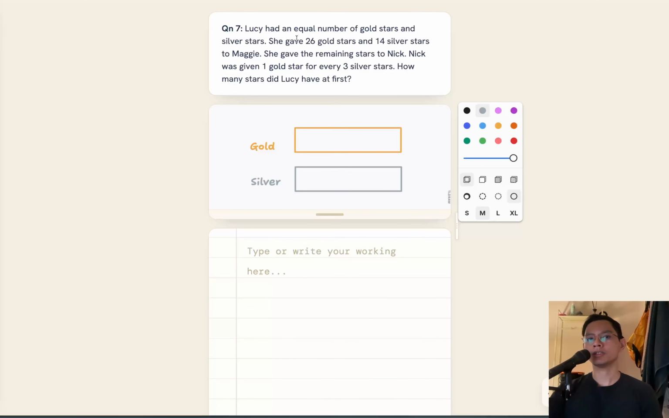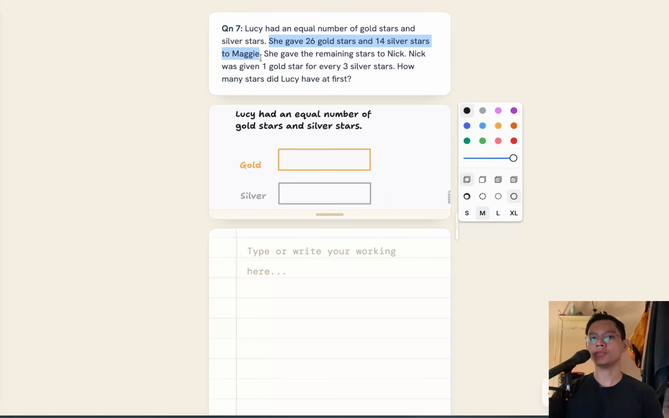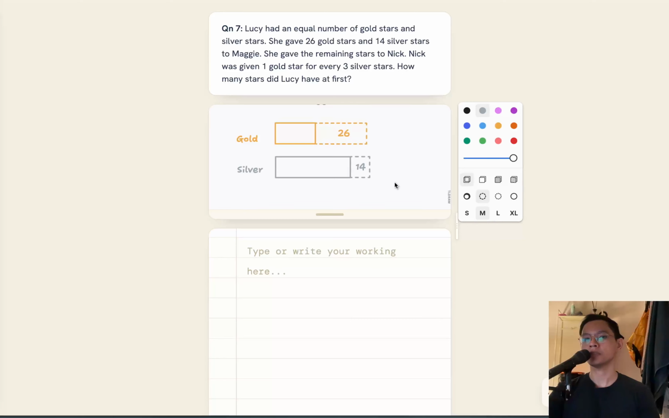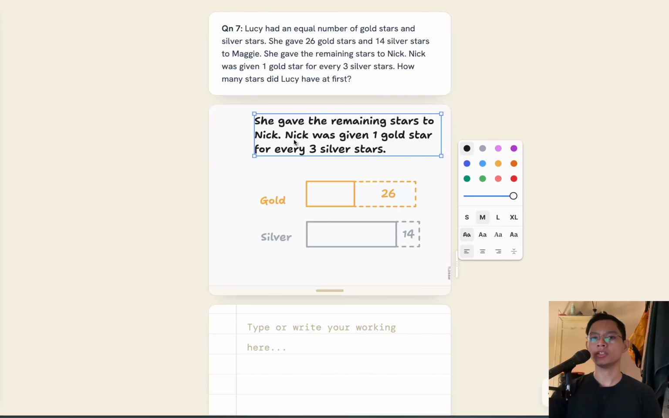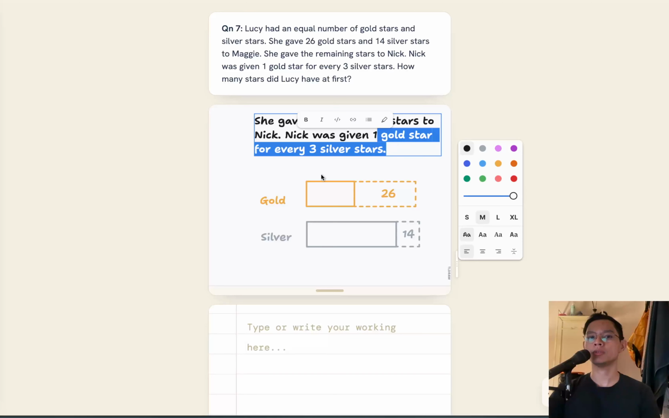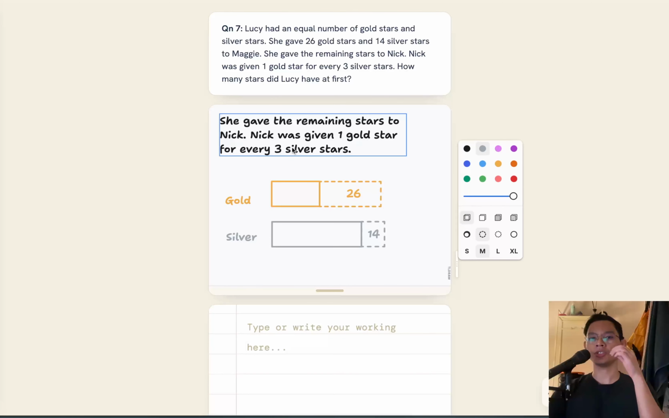So at first, she had an equal number of gold stars and silver stars. Then she gave 26 gold stars and 14 silver stars to Maggie. That's why you see over here. And then the last part is where it might be a bit confusing, but she gave the remaining stars to Nick. Nick was given 1 gold star for every 3 silver stars. So what this means is that this remaining part is 1 unit and this remaining part is 3 units, what you see over here.